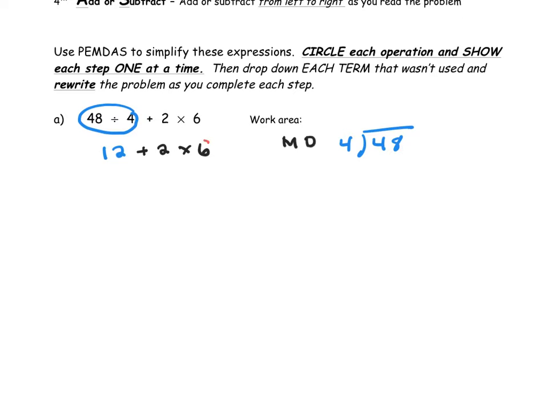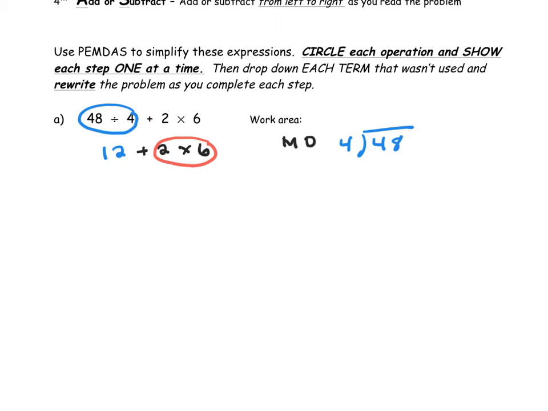If you said 2 times 6, you're correct. We looked for the operation and we circled the number in front of it and the number behind it. What is the answer? The answer to 2 times 6 is 12, but here's what's very important.